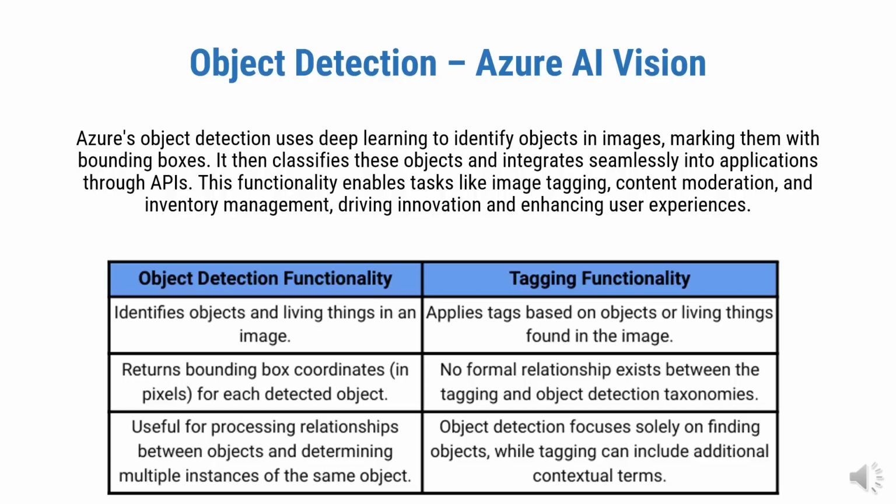Object detection, Azure AI Vision. Azure's object detection uses deep learning to identify objects in images, marking them with bounding boxes. It then classifies these objects and integrates seamlessly into applications through APIs. This functionality enables tasks like image tagging, content moderation, and inventory management, driving innovation and enhancing user experiences.